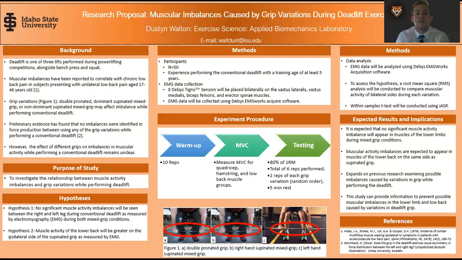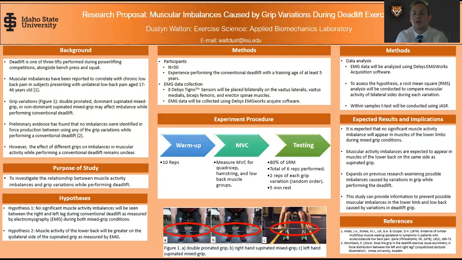Following the MVC measurement, we will perform the testing procedure, which is based on previous research, and loads will be at 80% of the reported 1 rep maximum, with a total of 6 reps performed with 2 reps of each grip variation and 5 minutes rest between each of the grips, which will be performed in a random order as assigned by the experimenter.